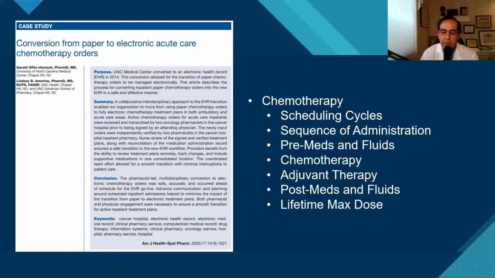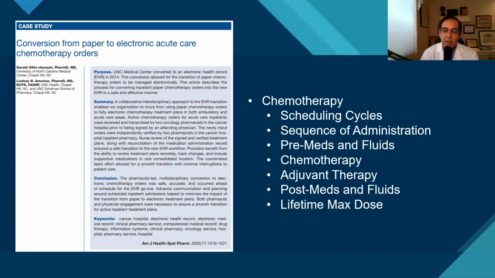And then after those chemo drugs are put into the patient, then we have post-meds and fluids that are given. And then for certain drugs, you also have to pay attention to the lifetime max dose. So if they're repeating cycles and then for some reason they have a recurrence of the tumor, then we have to go in and treat again.